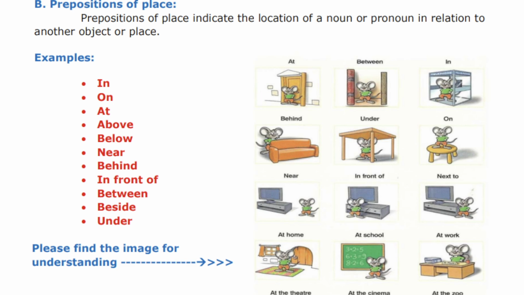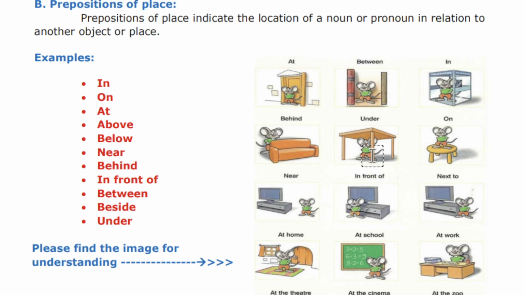So first you have to understand preposition. What is a preposition of a place? It indicates the location of a noun or pronoun related to another object or place. For example, you look at this picture. Here we have a noun, that is rat. Where is the rat? The rat is under the table.